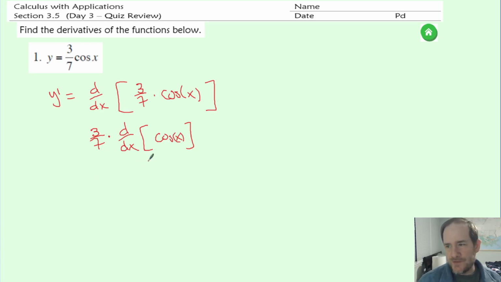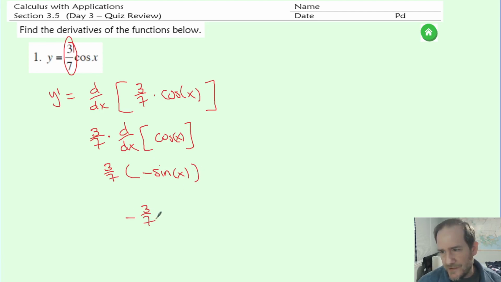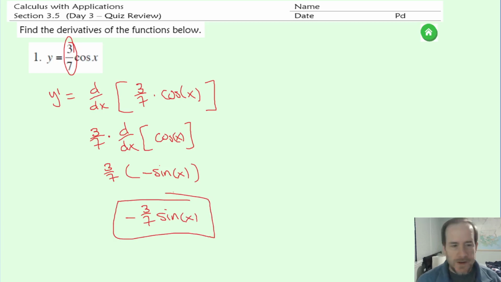So we know the derivative of cosine is going to be negative sine of x. And so we can essentially just ignore the coefficient of 3/7, differentiate cosine, and then multiply by the 3/7 when we're done, getting negative 3/7 times the sine of x. And that's it for that.